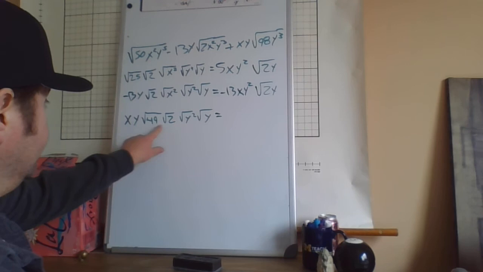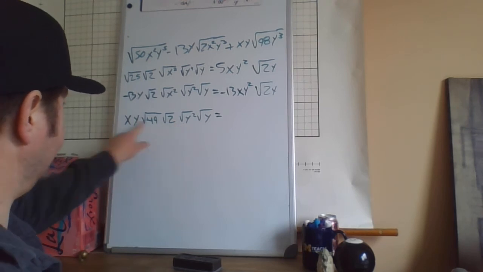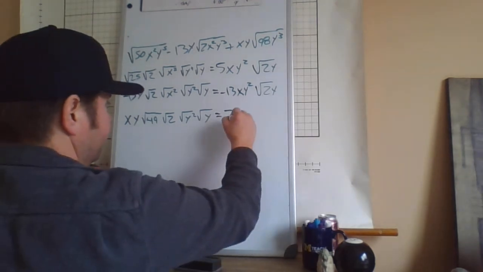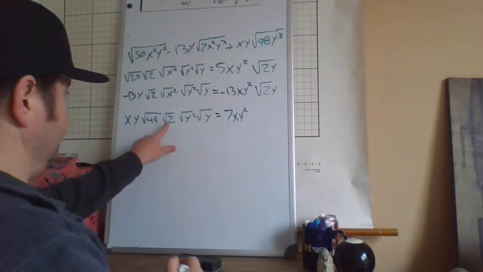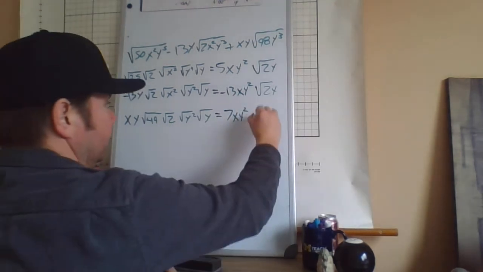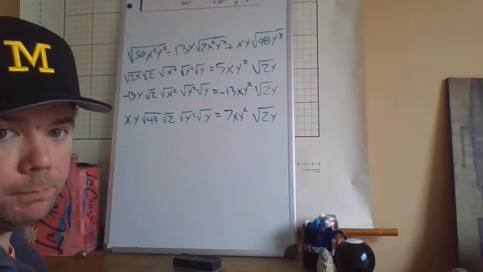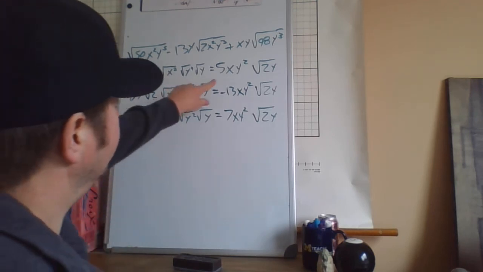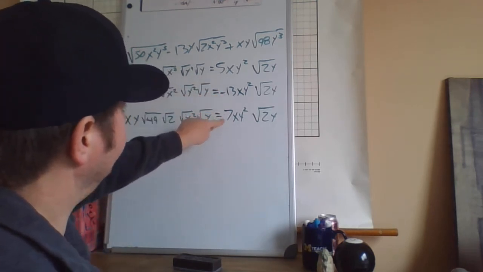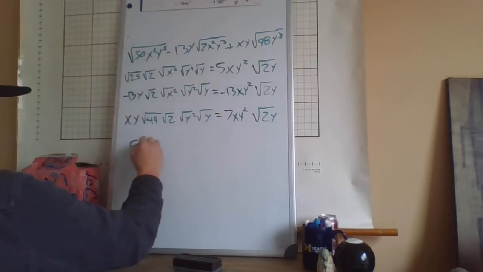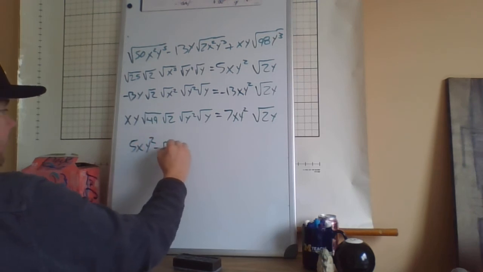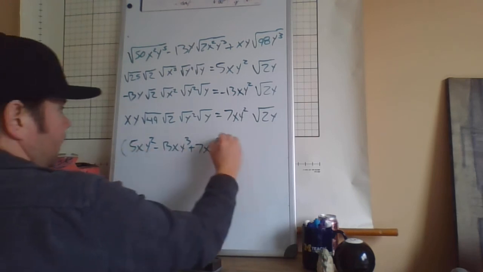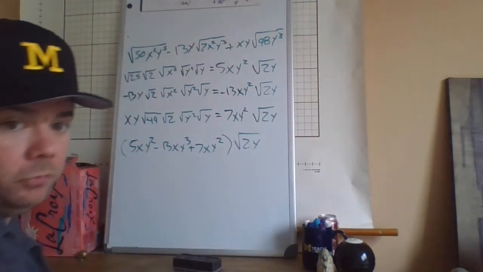Last one, 7y times xy is 7xy squared. Square root of 2, square root of y were left over. So boom. Now I'm ready to finish this up. This minus this plus this. 5xy squared minus 13xy squared plus 7xy squared times the square root of 2y.